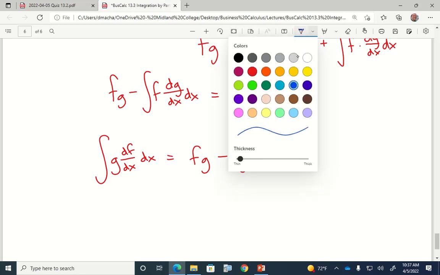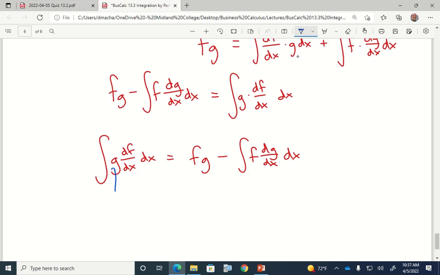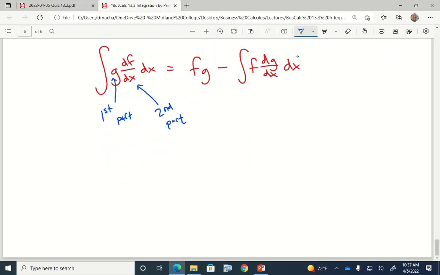And the idea that we've done is we've said we are going to choose a first part, and then we're going to choose a second part. The first part that we've chosen is essentially this g inside this antiderivative. And the second part that we've chosen is essentially this df dx inside the antiderivative. Okay? And so in my little table, where I'd write plus minus, my first part would be g, and my second part would be df dx.